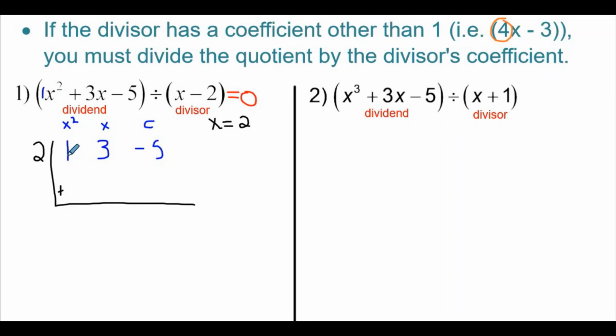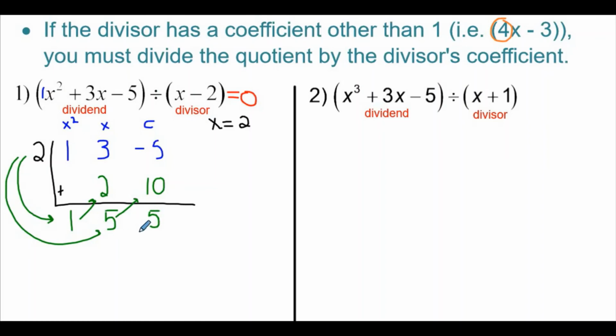So you start from left to right. 1 plus nothing is 1. And then just like regular division, you multiply. 2 times 1 is going to give you 2. And then you add. 3 plus 2 is 5. And then you multiply. 2 times 5 is equal to 10. And then you add -5 and 10, which gives you positive 5.